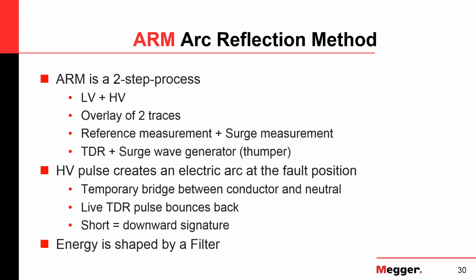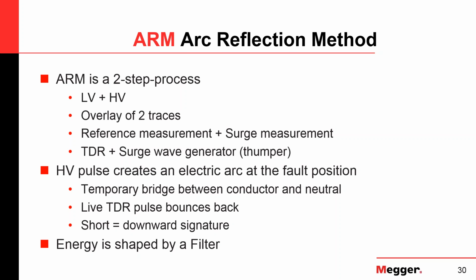Now let's go to the arc reflection method. With the TDR, you get an impedance footprint of the cable, and it allows you to a certain extent to identify low impedance faults, because you have this downward blip that indicates a short or at least a very low impedance, so you get away with that. But as soon as the fault is larger than a few hundred ohms, then a TDR will not be able to see faults like that.